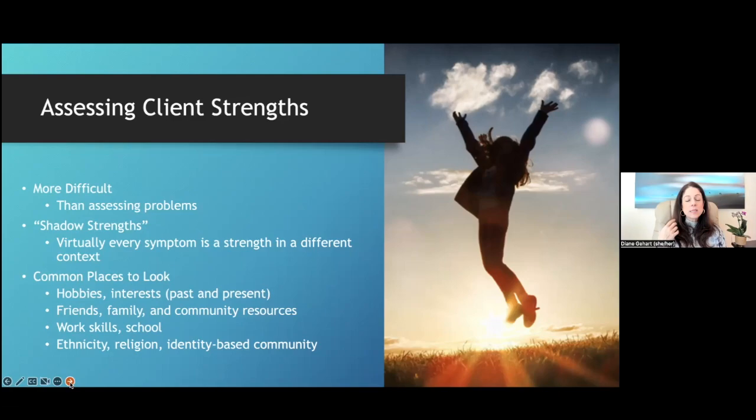And so what I would say is, as anyone is telling me a story about what the problem is, because that's where all the clients start, even when you're solution focused, you're listening for, and we're going to talk a lot about exceptions, or why it didn't get worse than it got, what things or context seem to make it better. I am listening for what I call shadow strengths, okay? So virtually any symptom that you have in a different context is a strength.